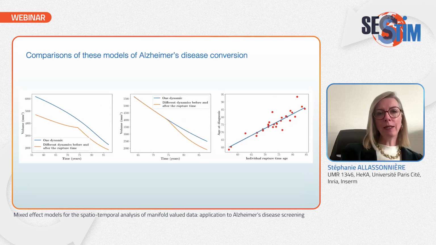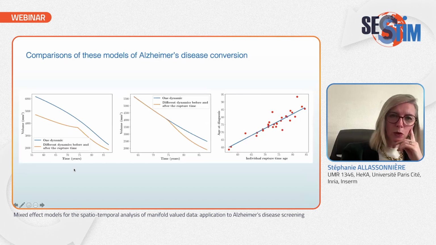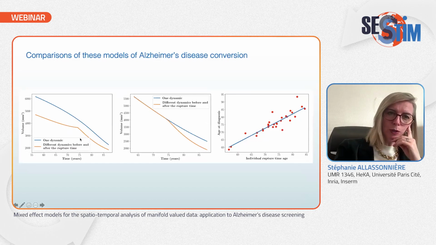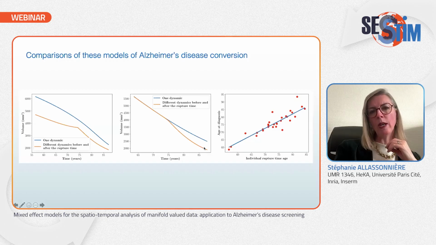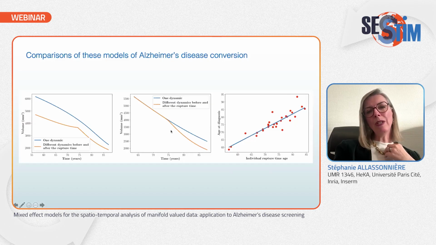And actually, it was quite difficult to know. So here you have the two volumes of the hippocampus in the two scenarios. So two different dynamics, or one single dynamics and then the disease people escape. So there was not really a consensus toward one or the other model.